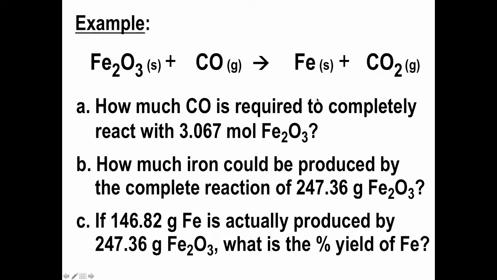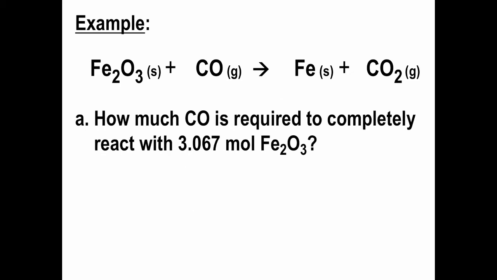How much carbon monoxide is needed to completely react with a given amount of iron oxide? How much iron could we produce by the complete reaction of a different amount of iron oxide? And then if we actually produce a specific amount of iron from that original iron oxide, what's our percent yield of iron? So let's deal with these one at a time, starting with how much CO is required to completely react with 3.067 moles of Fe2O3.